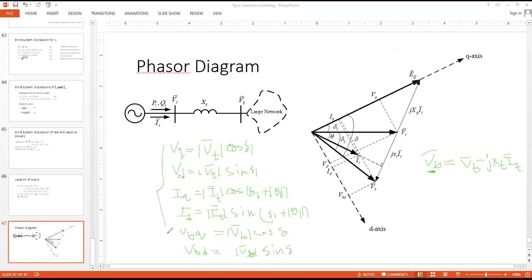And these are the important steps for calculating the DQ components as well as drawing the phasor diagram. Okay. Once we are done up to this step, then we have to go through some checking.